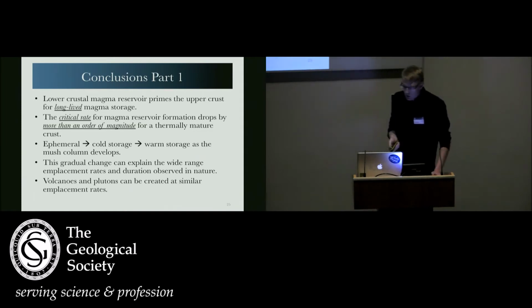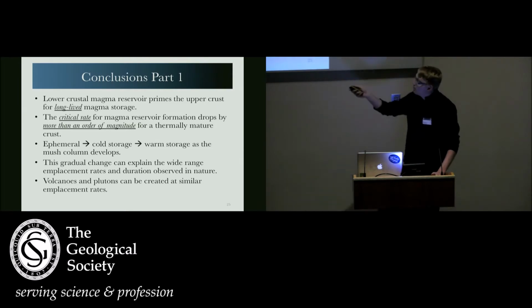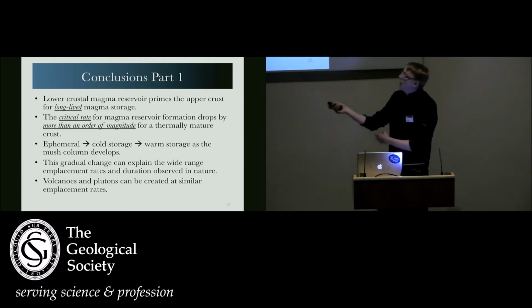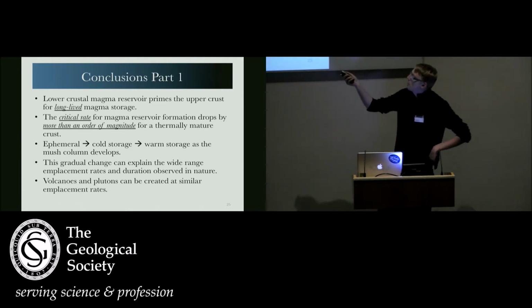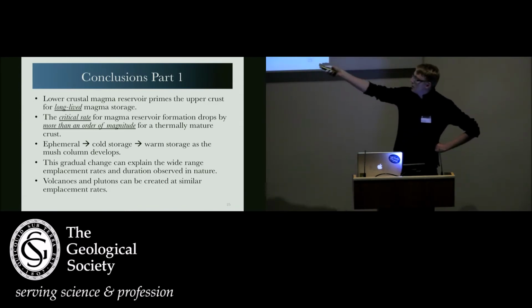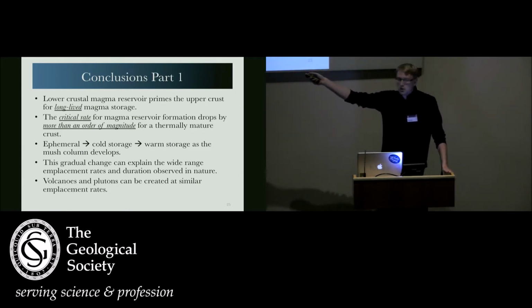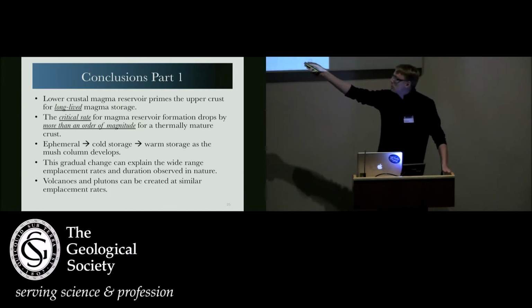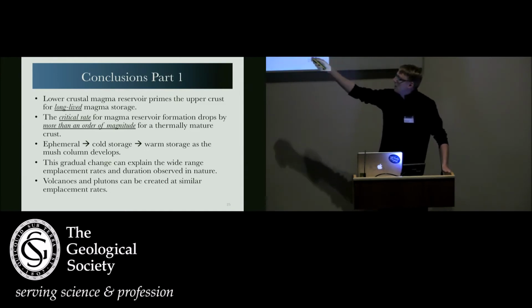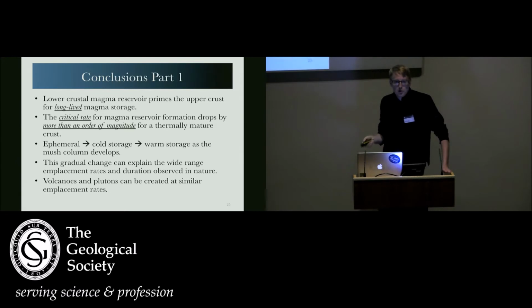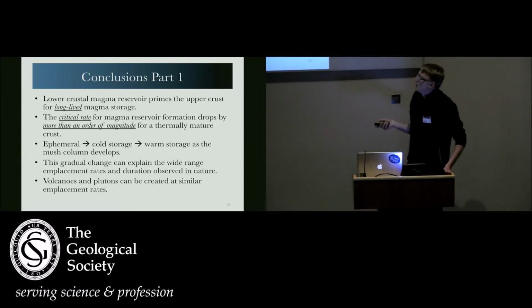So these are the conclusions of the first part. Again, a lower crustal magma reservoir primes the upper crust, and you can start building your long-lived magma storage. We're talking about millions of years here. The critical rate drops by an order of magnitude, and you no longer have to choose between your different types of storages. Initially, when you do not have yet built your lower crustal system, you will indeed have such ephemeral type behavior. As the lower crustal magma body grows, you go to cold storage in the upper crust, and eventually you can even get to warm storage if you just give it enough time to build up magma.